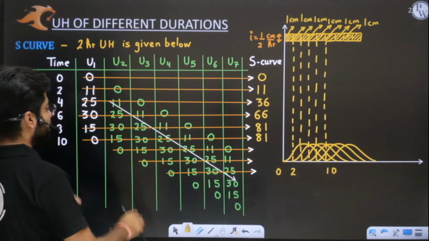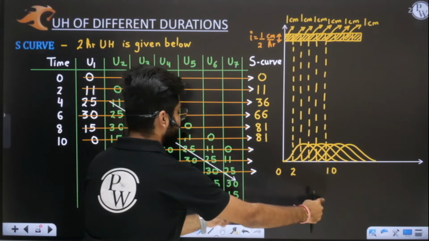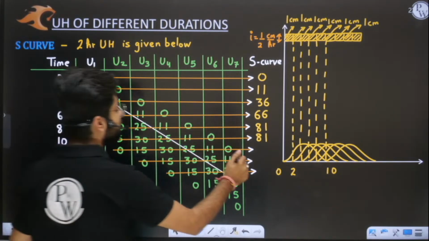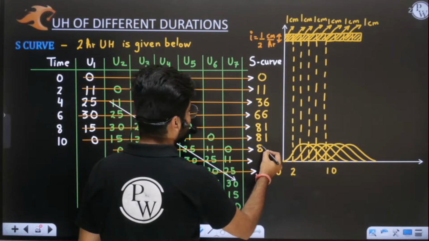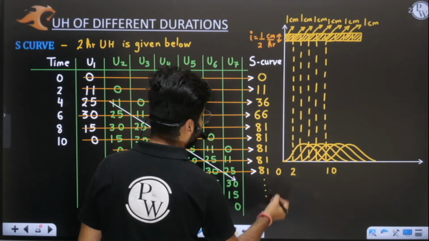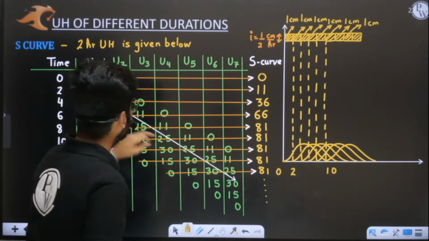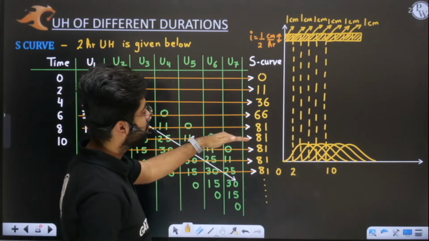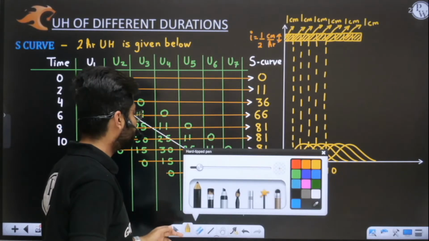Now you will see that this entire line will get repeated. So when the entire line is summed up, there will be more columns here. Every time you sum up the entire columns, you will get 81. So what I am saying is that after the base time of my basic 2 hour unit hydrograph, the discharge has become constant.